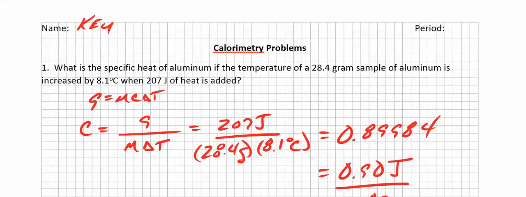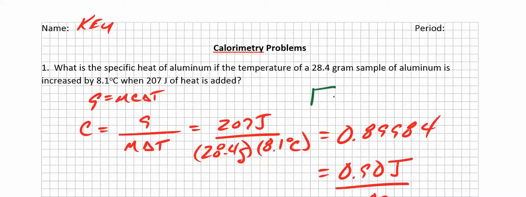This is one that I think will divide into two parts because the second half in particular is pretty involved. So let's just take 5 on this one and then we'll do 5 more on the next one. Number 1 says, what is the specific heat of aluminum if the temperature of a 28-gram sample of aluminum is increased by 8.1 degrees Celsius when 207 joules of heat is added?